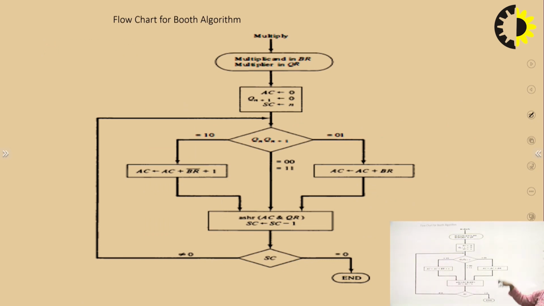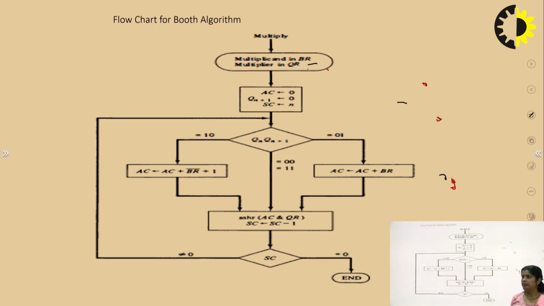Now, this is the flowchart for the Booth algorithm. In the Booth algorithm, the first thing is that the multiplicand is in BR and the multiplier is in QR. Suppose the first number is 3 and the next number is 4. Whatever values you are going to multiply, the first number is in the BR register and the second number is in the QR register. So, the multiplicand is in the BR register and the multiplier is in the QR register.